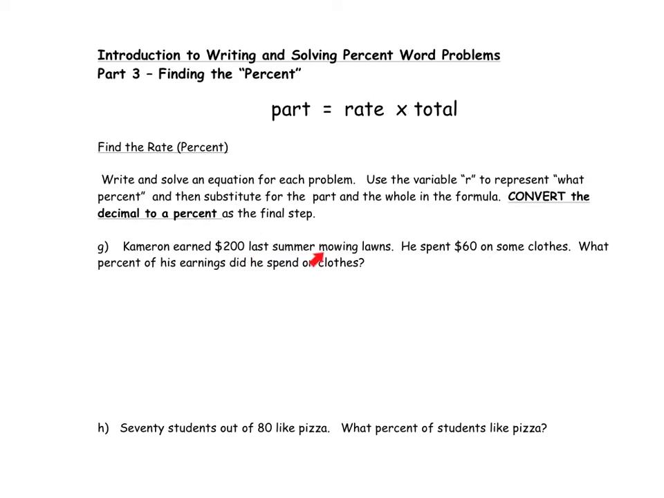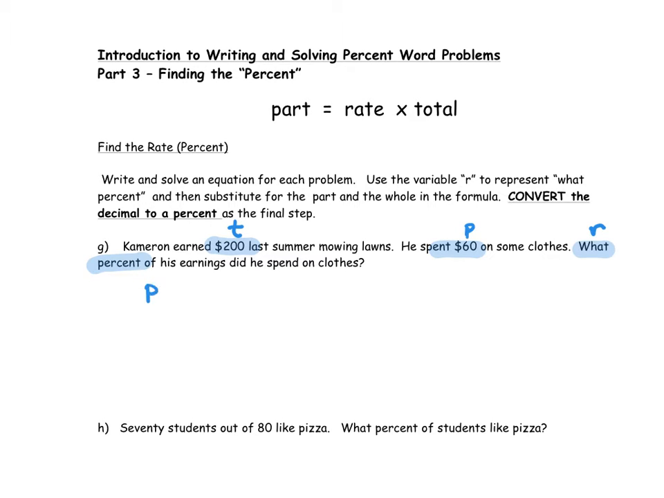Cameron earned $200 last summer mowing lawns. He spent $60 on some clothes. What percent of his earnings did he spend on clothes? We're going to start by highlighting our information. He earned $200 last summer. He spent $60 on some clothes. And what percent? We don't know the percent, so let's start there. Where we see that r, it's going to have to stay r because we don't know a number. $200 is the total that he earned, and he spent part of that, which is $60, on clothing.